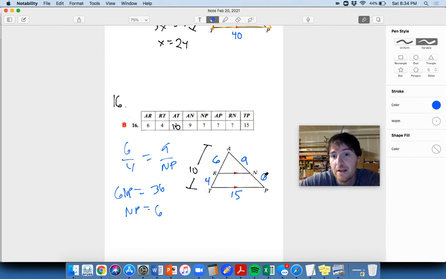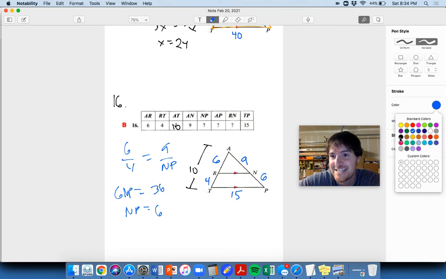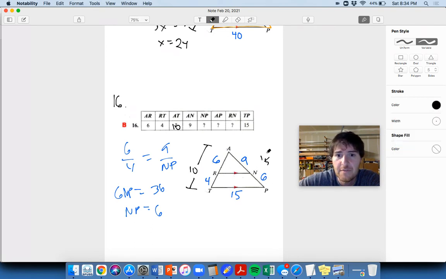Okay, so now let's see if we can just kind of figure this one out. 3 to 5 ratio here. So if this is 3, it's got to be 15, right? But also 9 plus 6. Oh, easy enough. Done and done. 9 plus 6, 15. And there we go. We have it right there.